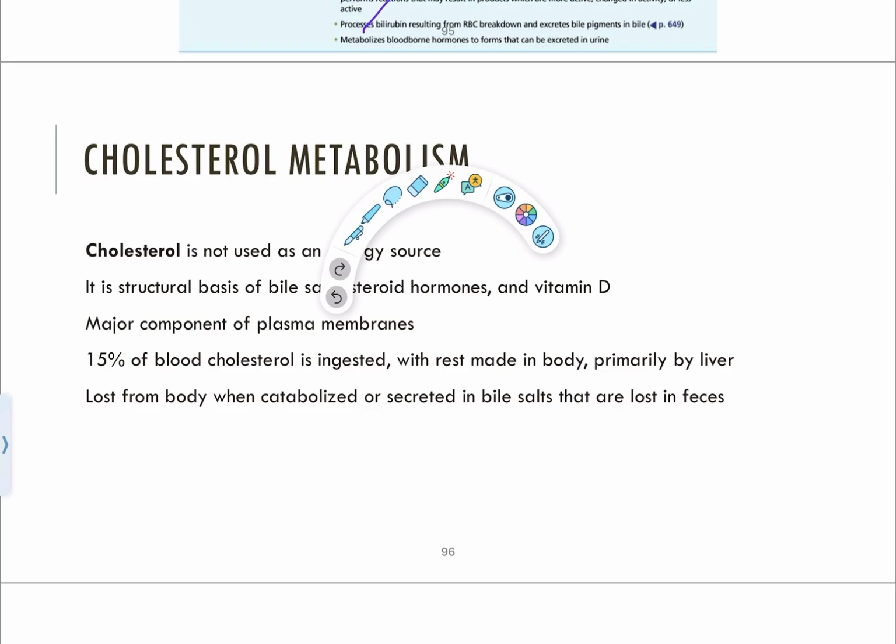So let's start with cholesterol metabolism. We don't use cholesterol as an energy source. We do, however, use cholesterol as a structural component of things like bile salts, steroid hormones, and vitamin D. It's also a huge component of plasma membranes, making up about 20%.